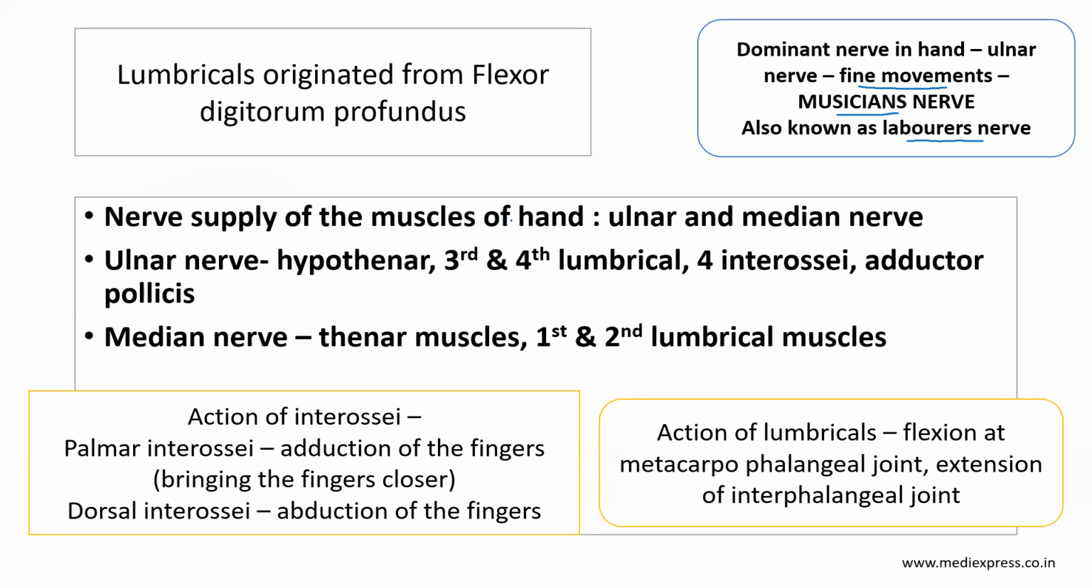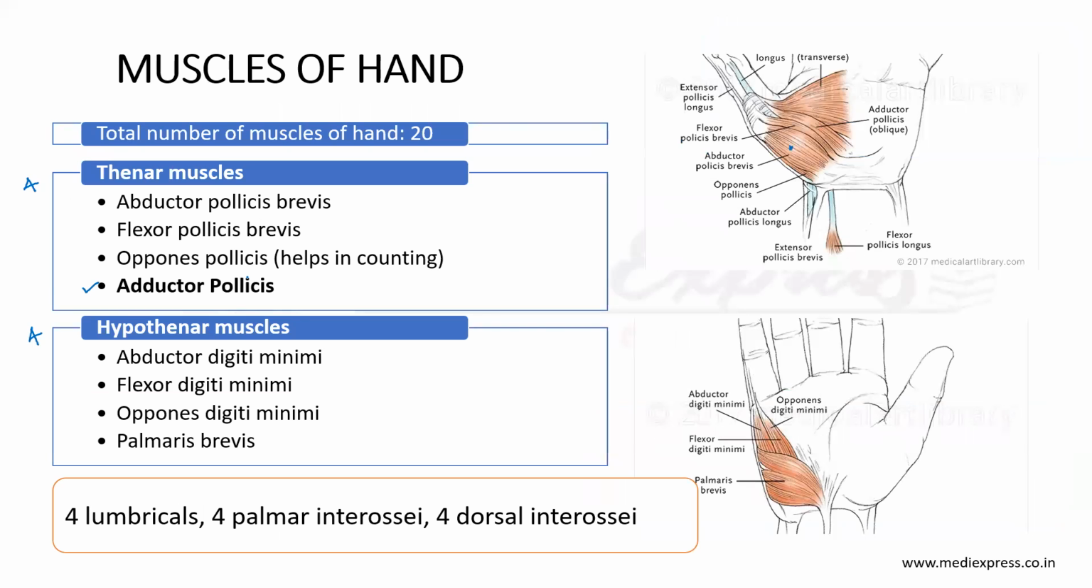Now, the nerve supply of the muscles of the hand is yet another important topic. Remember, there are two nerves that supply the muscles of the hand: the ulnar nerve and the median nerve. Very important. The ulnar nerve supplies the hypothenar muscles, the third and fourth lumbricals, four interossei, as well as the adductor pollicis. You can see adductor pollicis is one of the thenar muscles.